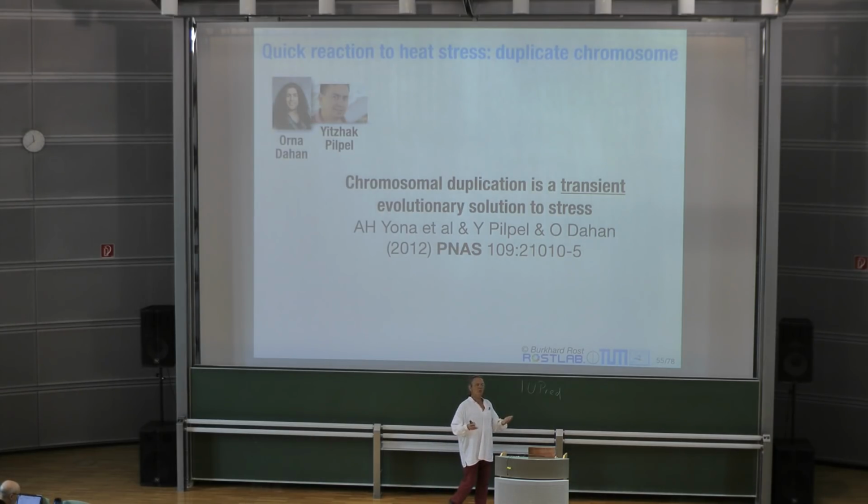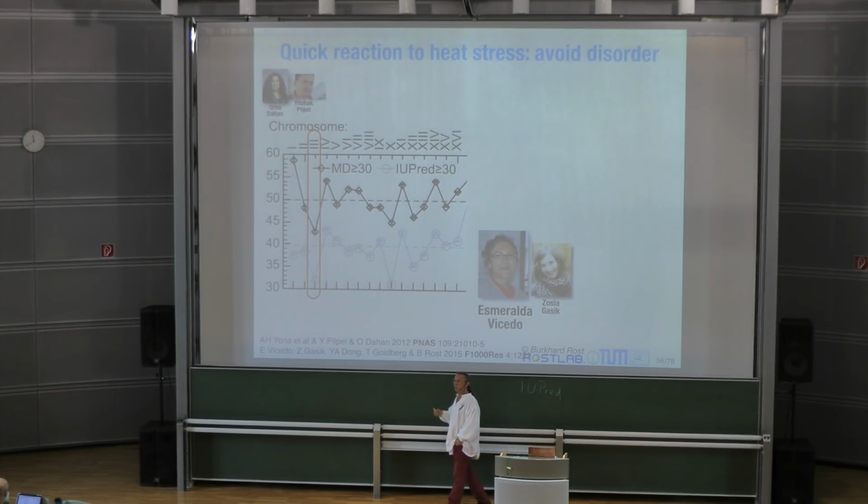Now, why would you duplicate these 150 proteins? You may argue that among these 150 proteins, you have something that helps you to survive heat. If that is the case, nobody has found that yet. The only thing we see here is a correlation. So for this chromosome that is duplicated, if I simply chose the chromosome with the least disorder, then that's exactly the one that is duplicated. I'm not explaining anything. There's no causative statement.